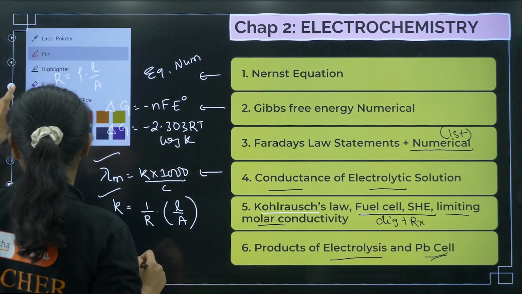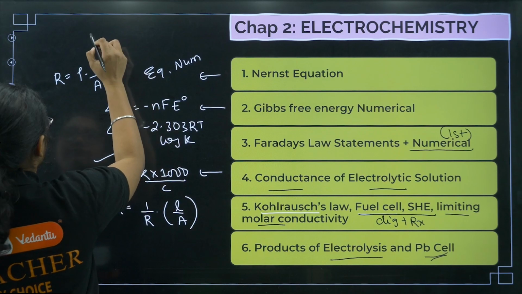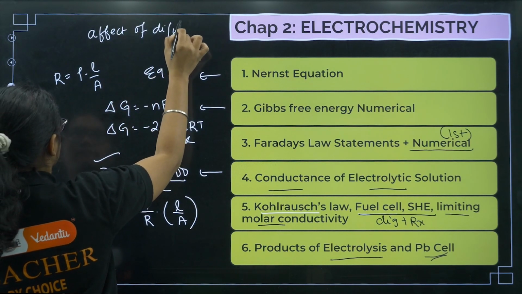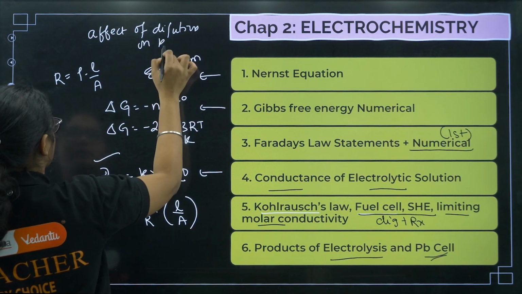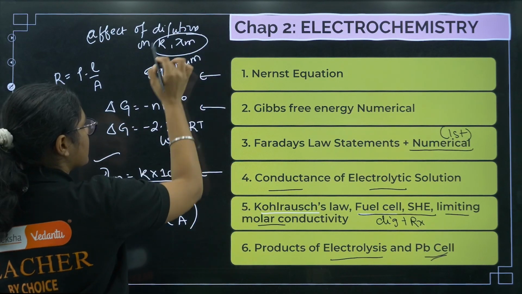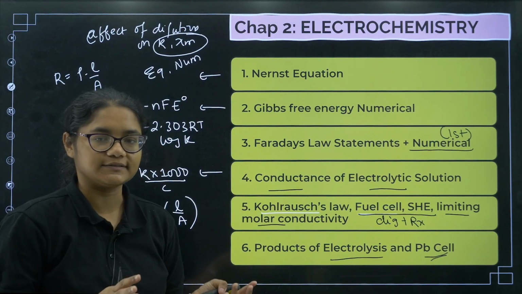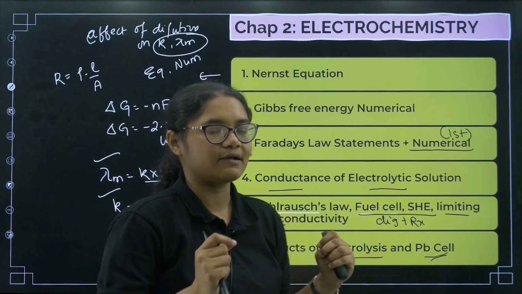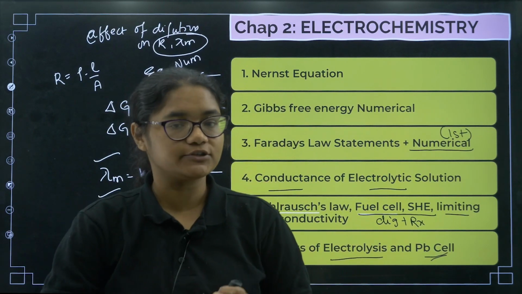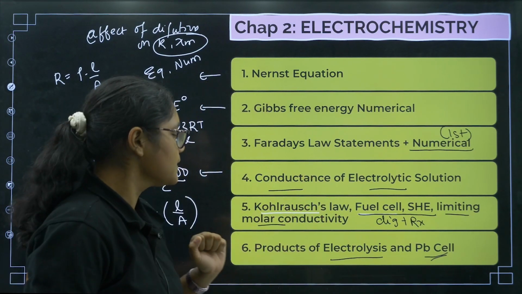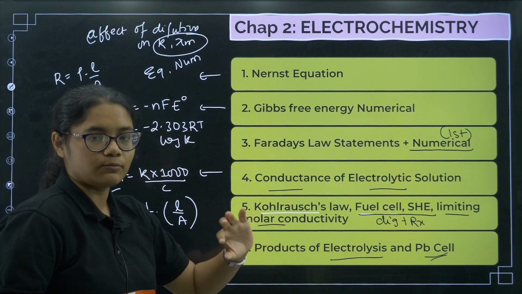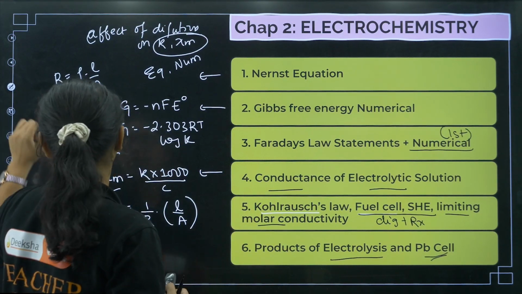And one more very important question is there on this one: effect of dilution on kappa and molar conductivity, okay? So you know, one increases, one decreases, and in molar conductivity also you have the effect for strong electrolytes and weak electrolytes separately, okay? So focus on these areas preferably. Products of electrolysis, especially for NaCl, you should be knowing under molten NaCl and aqueous NaCl, okay?